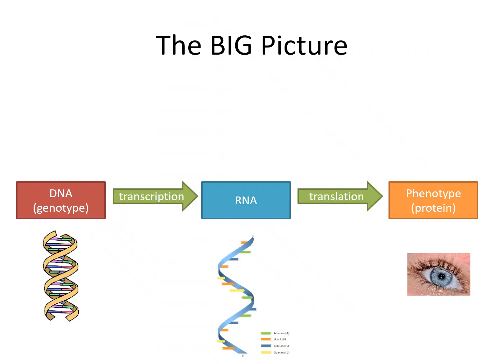Okay, so this is kind of the big picture as far as gene expression goes. Sometimes called the central dogma of biology, this is what we're going to focus on for the next little bit of this lecture. The big picture here is that we start with DNA, and that is going to be our genotype. That is going to be those two alleles together making that gene, right?